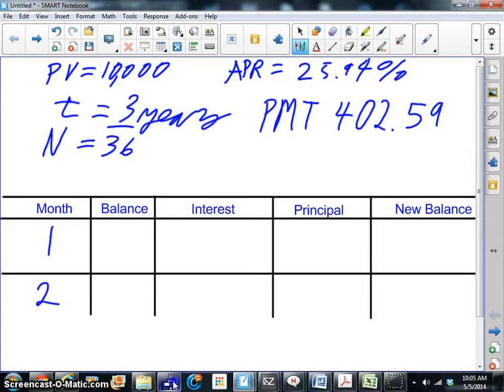Now we start out with our balance, $10,000. For our interest, how much interest are we getting charged? Remember, this is monthly, so what we have to do is take our balance, multiply that by the percentage that we're going to increase this by, which is 0.2594. We also divide this by 12, because we're going to divide this amongst 12 payments inside of 1 year, so we get the monthly amount.